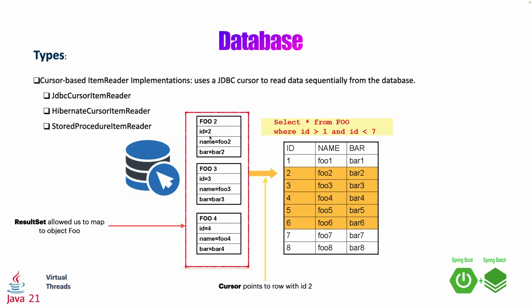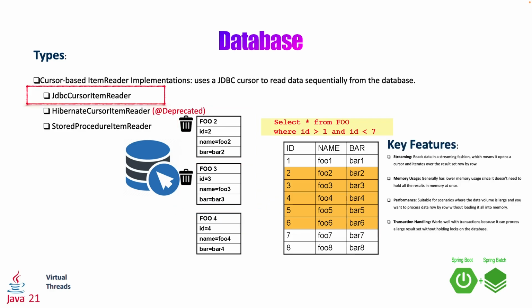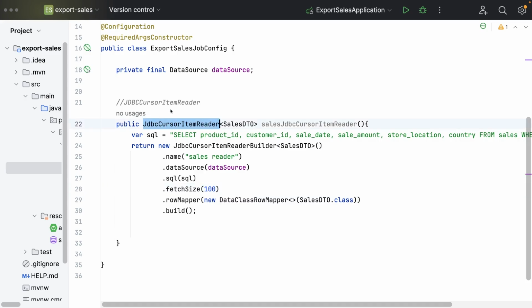So remember, guys, when I was telling you about the cursor based implementation, we have this one, the JDBC cursor item reader, which is the one that we are using here, right? And we also have the other one, the Hibernate cursor item reader, which is deprecated nowadays, okay? We also have the stored procedure, so you can use one of them. All of them are cursor based item readers, and you can use one of them for your particular use case, okay? We are using the JDBC cursor item reader, as we can see here.